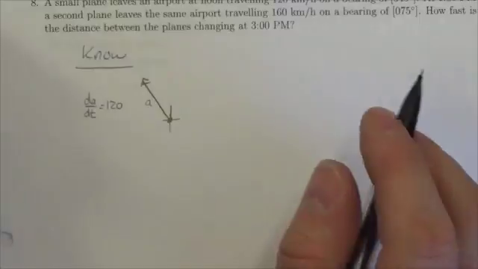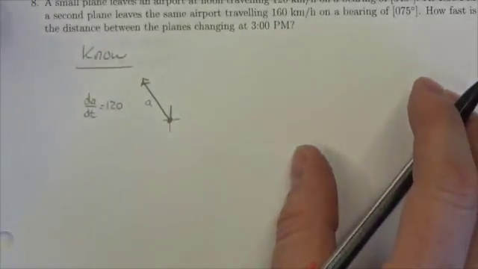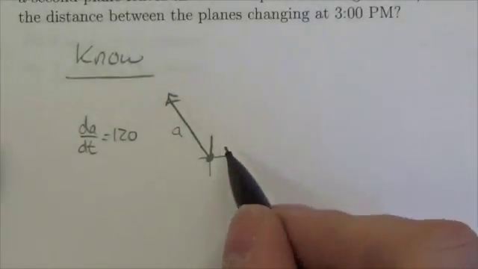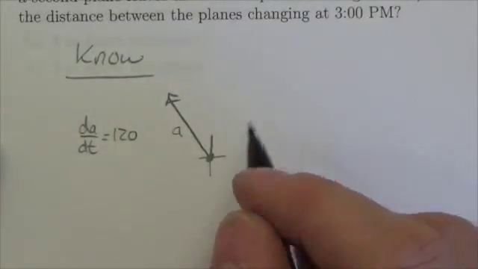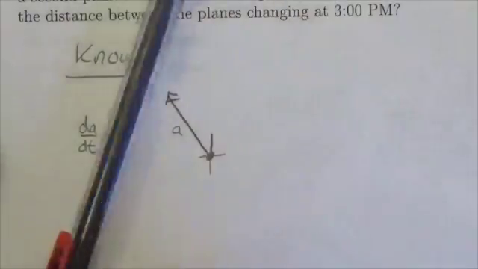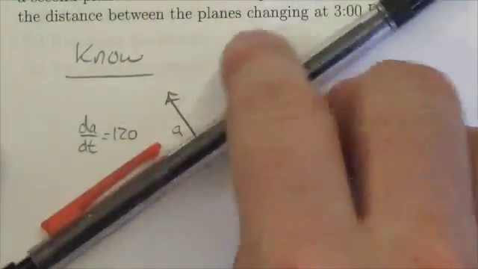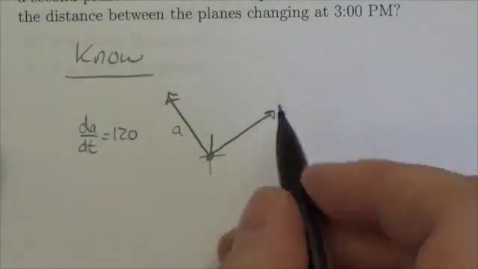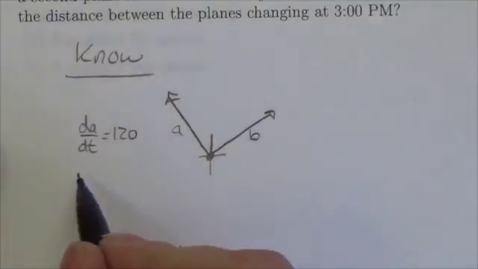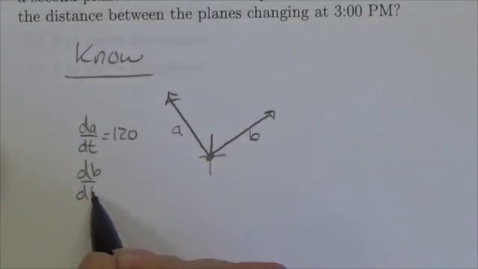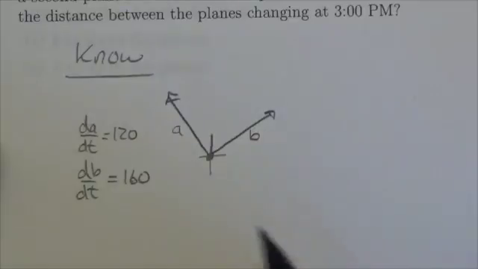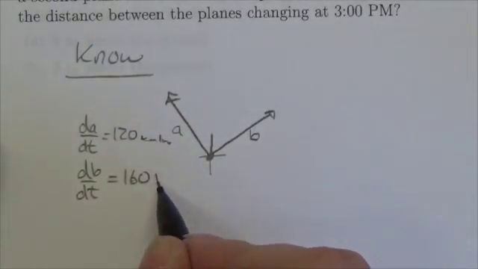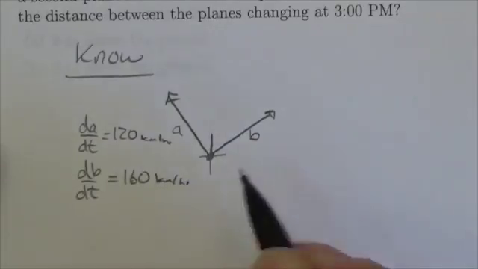The second plane, an hour and a half later, now that's going to be important for figuring out some of the details here, goes off on a bearing of 75 degrees. Now 75 degrees is, again, from north. I'm going to rotate 75 degrees, so I'm going to be pointing out this way here. And then it's going to start to travel. Here's B, and I know that dB by dt is going to equal 160 kilometers per hour. I should probably try to fit those in: kilometers per hour, kilometers per hour.